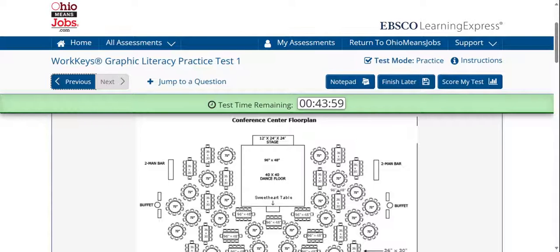And we'll take a look at the math section and just, again, get a brief overview as to what the expectations are with the ACT WorkKeys.